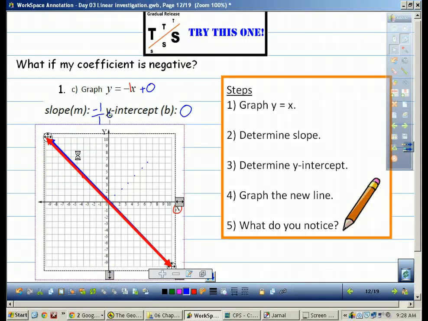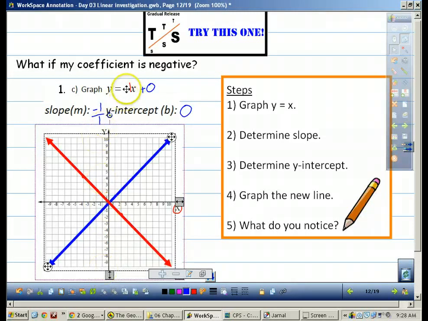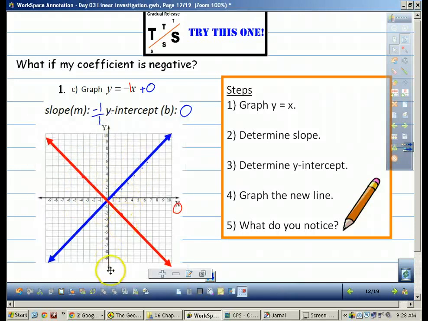So this is how you want to think about graphing, as opposed to always just doing a t-chart. If you have a negative in front, what does that do to the graph? Well, it just reflects it over the y-axis. It's a reflection.